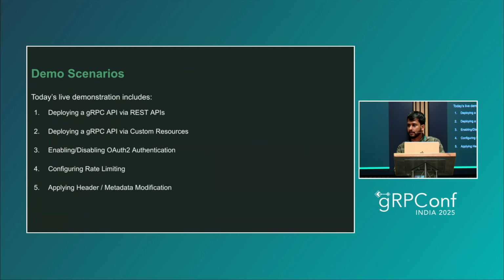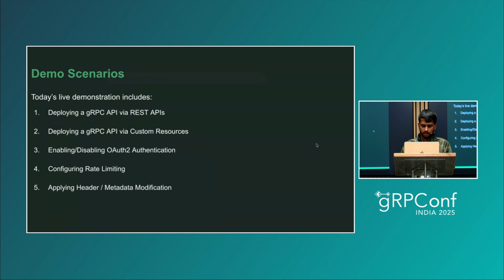If I talk about today's demo scenario, what we want to do is create one Kubernetes cluster, and over that we will deploy one backend. We will deploy the gRPC API service with the help of the REST API, and we will also try the custom resources, which is basically a YAML file. Later we will enable and disable the security mechanism of the services, then configure some rate limiting policies, and at the end we will modify the headers as well, because in the banking sector they have their own set of governance policies, and they don't want to take the bearer token in the authorization header. Maybe they want to take it in some other header. You can make that kind of change as well with the help of this tool.